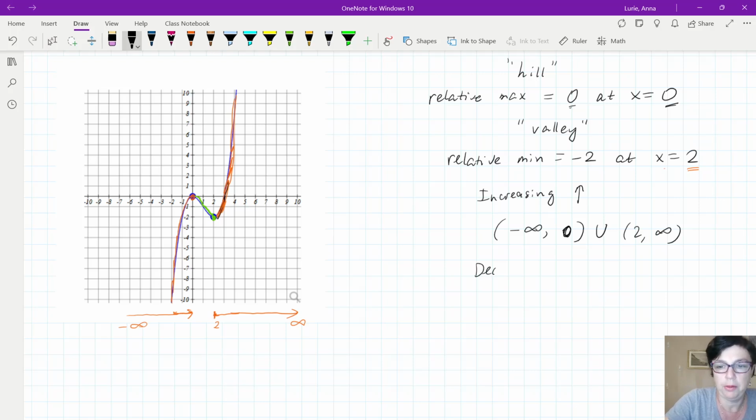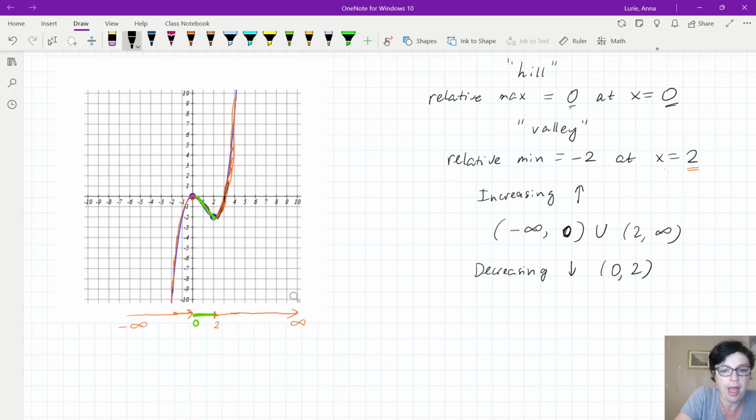Okay, what about decreasing? This is where the graph is going down, and that's that green region, right? This green region right here is going to be right in between, so from 0 to 2. So this is 0 to 2. Very commonly, people mix up the x and the y.